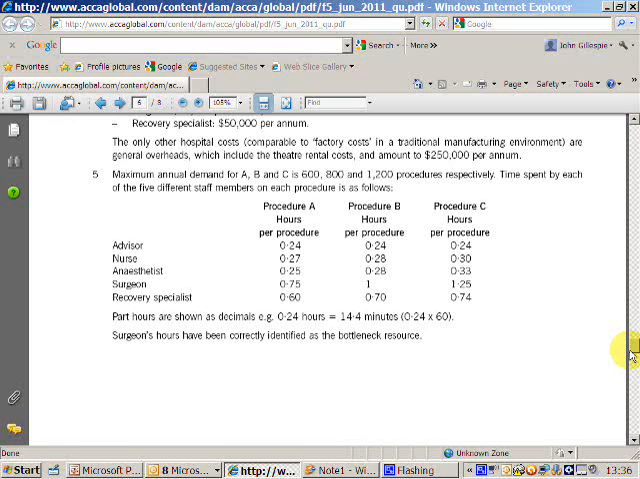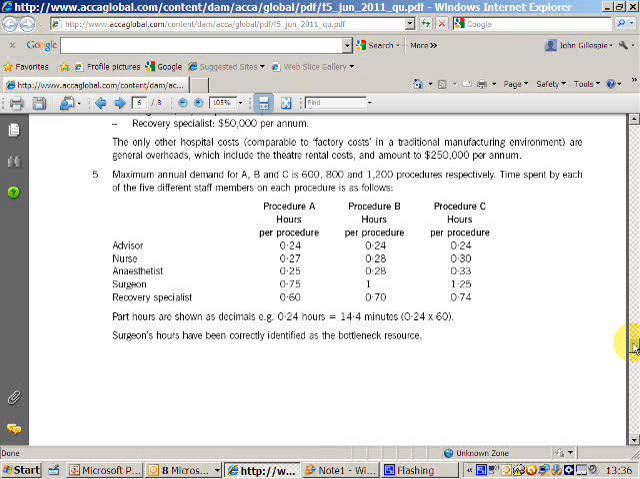And so again, that's the bottleneck resource for procedure C. So we've got 3 procedures. The bottleneck resource is the surgeon. Part hours are shown as decimals, so 0.24 of an hour, we're told, is that number of minutes. Surgeon hours has been correctly identified as the bottleneck resource. Okay, so that's the bottleneck resource.